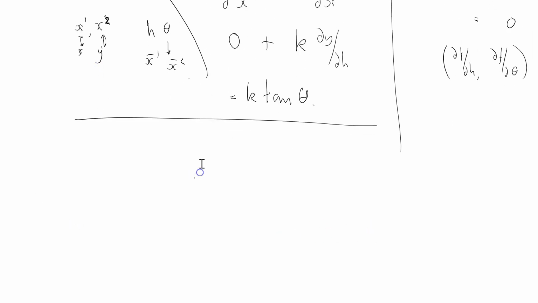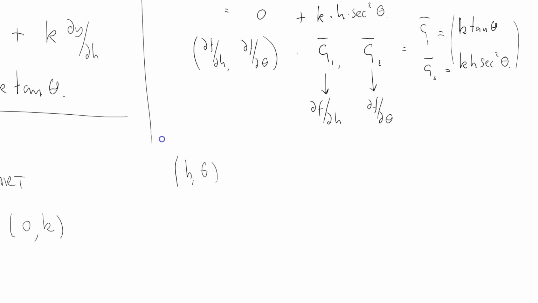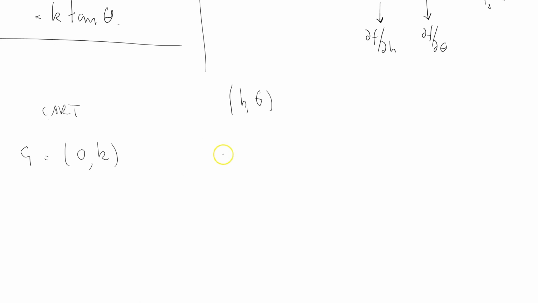So let me just write that out again. Cartesian: we've got a gradient which is equal to 0 and k, and in h θ space the gradient was, here it is, k tan θ, kh sec squared θ, which I could rewrite in terms of x and y if I wanted. So that's what the system looks like.